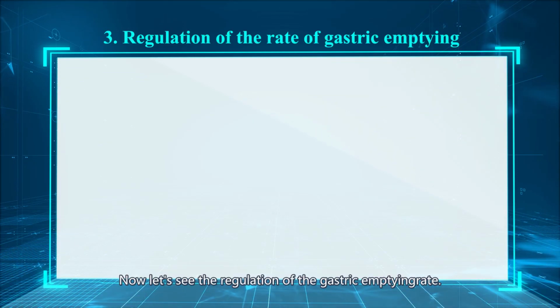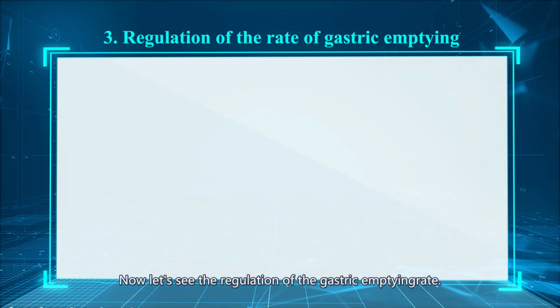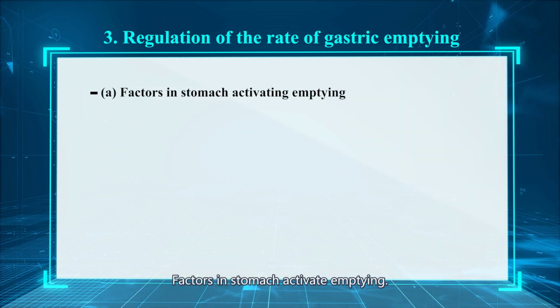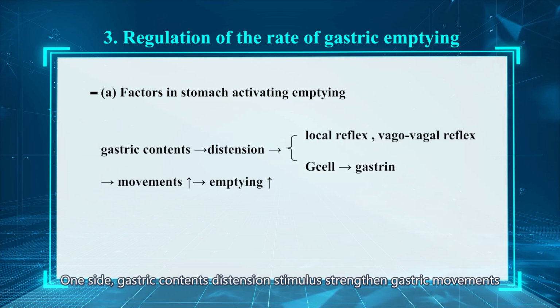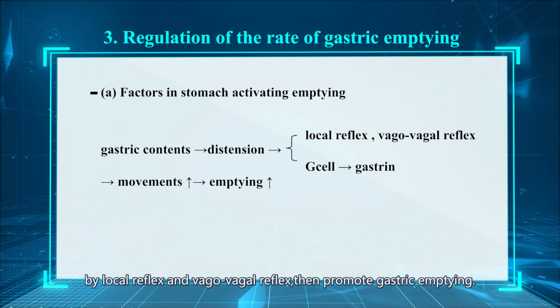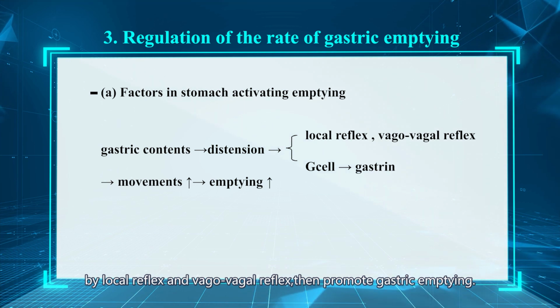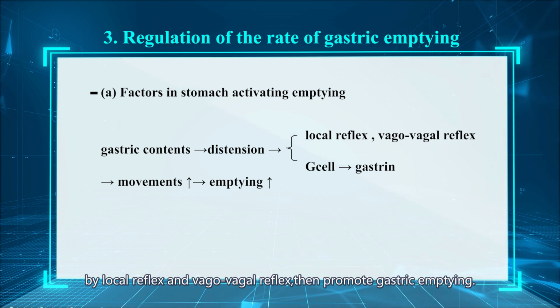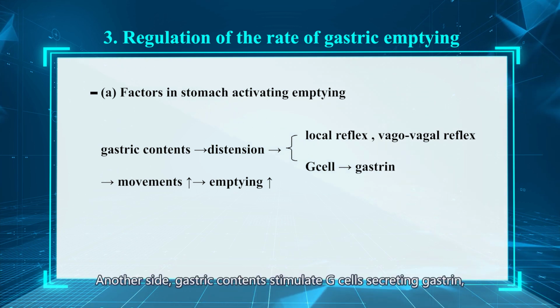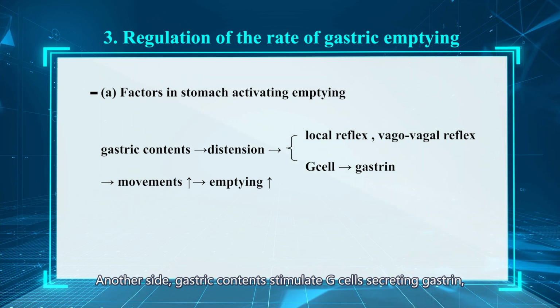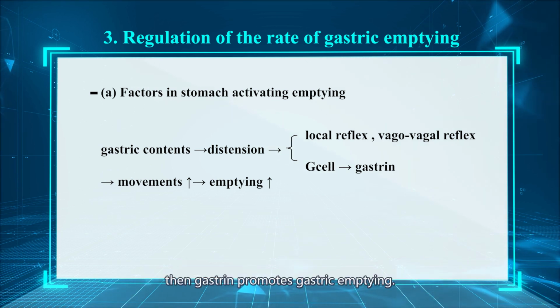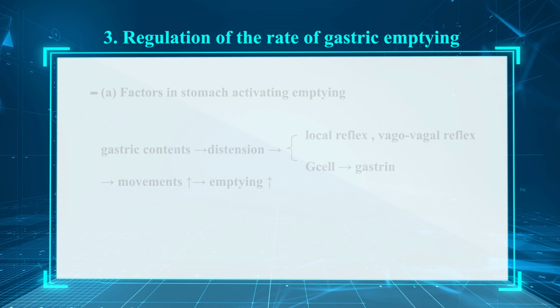Now let's see the regulation of the gastric emptying rate. Factors in the stomach activate emptying. On one side, gastric contents' distension stimulus strengthens gastric movements. Local reflex and vagal reflex then promote gastric emptying. On the other side, gastric contents stimulate G cells, secreting gastrin, then gastrin promotes gastric emptying.